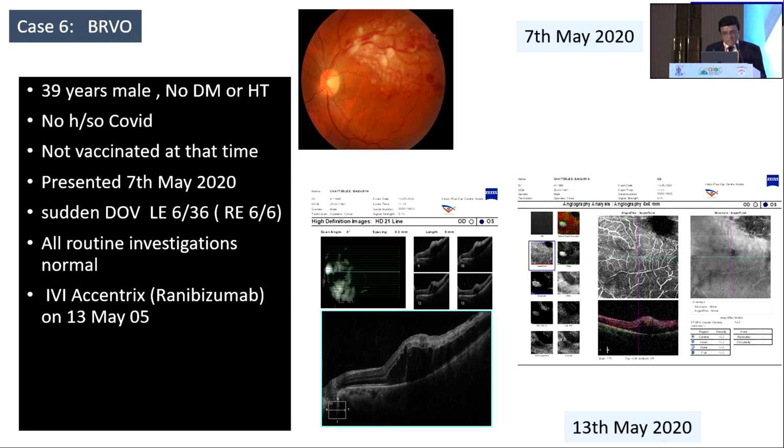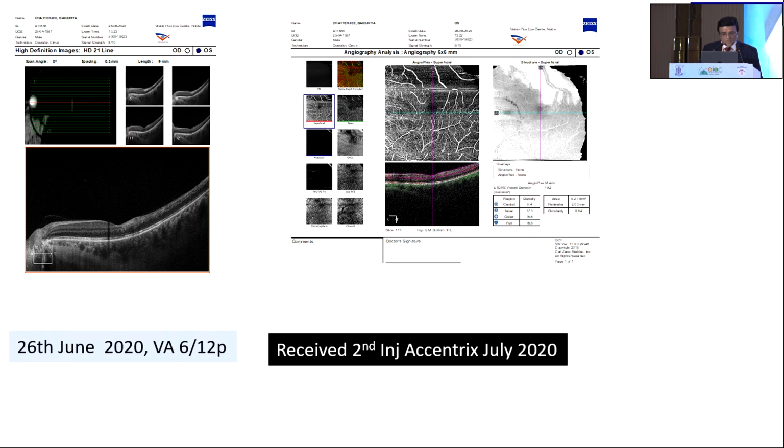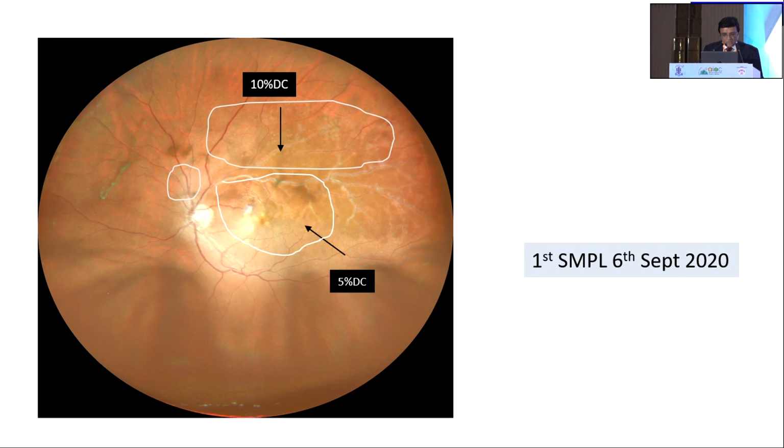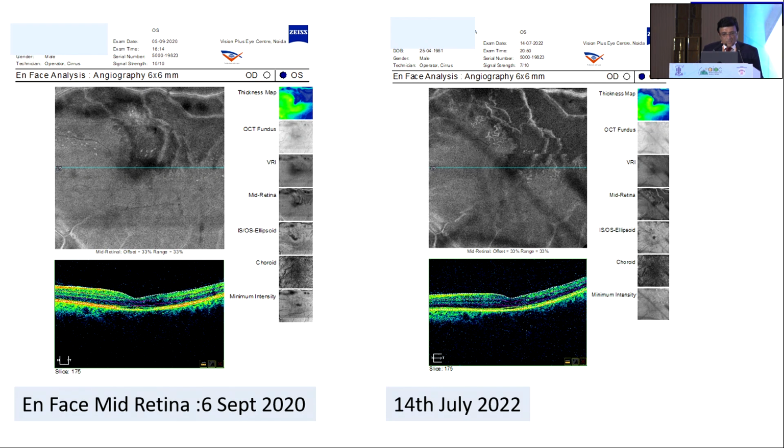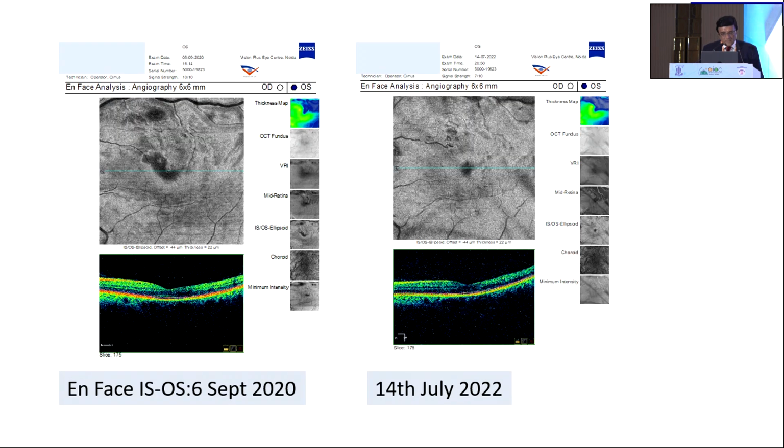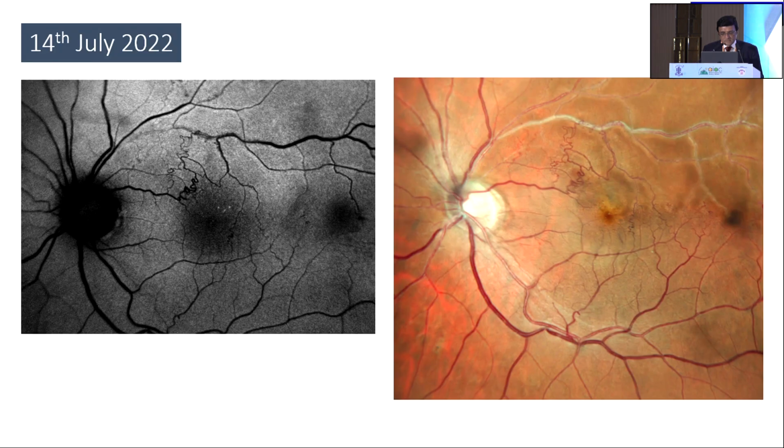This is another patient of BRVO who came to us during COVID times, was not vaccinated, developed a branch retinal venous occlusion, received injection Eccentrix, and subsequently we decided to do micropulse laser. For the macula, we did 5% duty cycle. For extra macular area, we did 10% duty cycle. And now I have followed this patient again with OCT and ultra-fast imaging. And this is his picture.